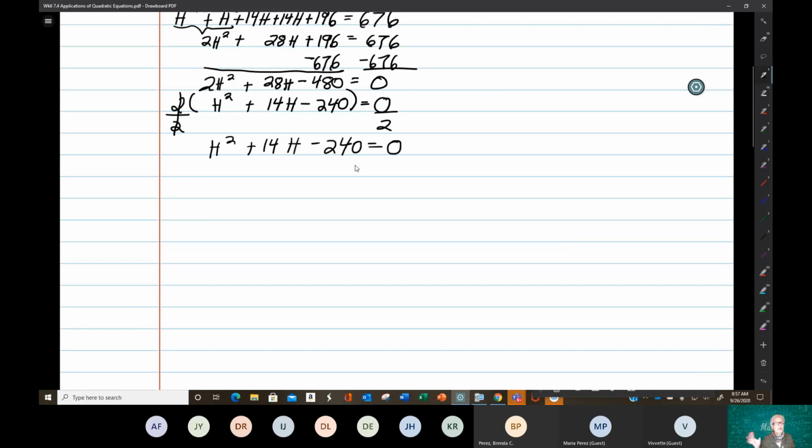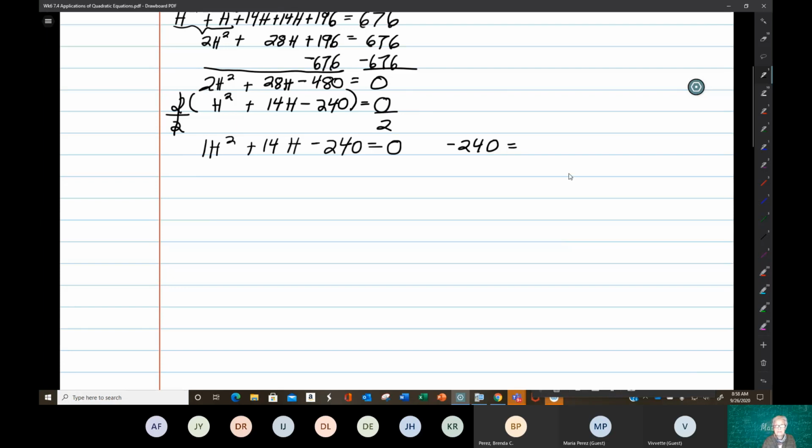And now, miracle of miracles, since there is a 1 in front of the h squared, I can use the easier form of grouping. I don't have to go through the AC method. It's enough just to factor negative 240 into 2 numbers that multiply to negative 240 and add to positive 14. And luckily, this is almost easy enough. Well, it is easy enough to do in your head this time.